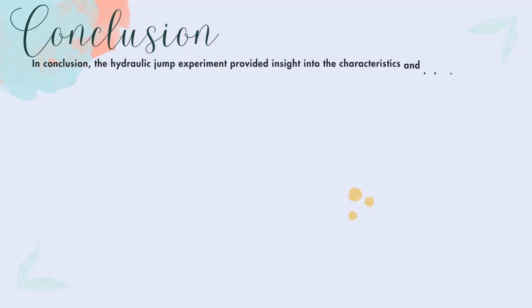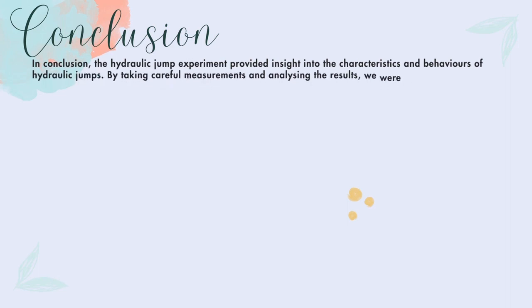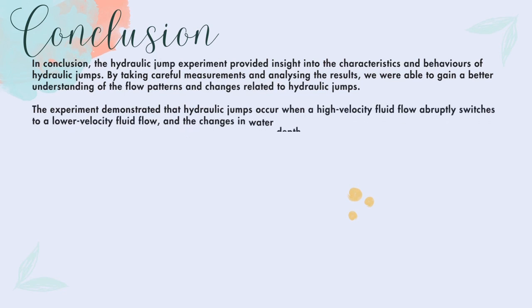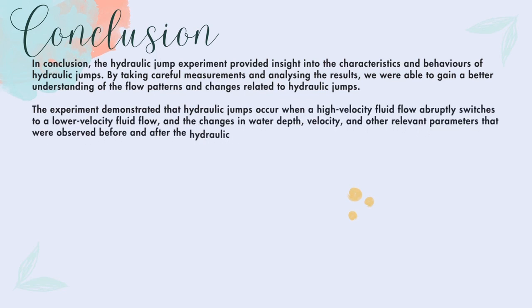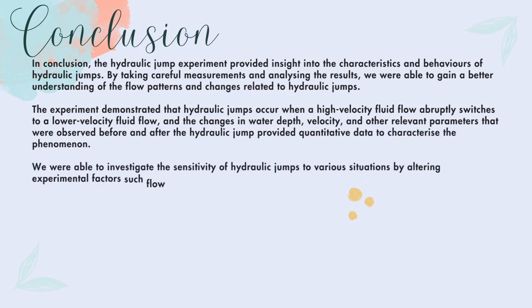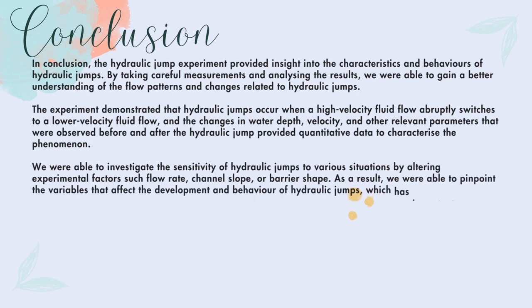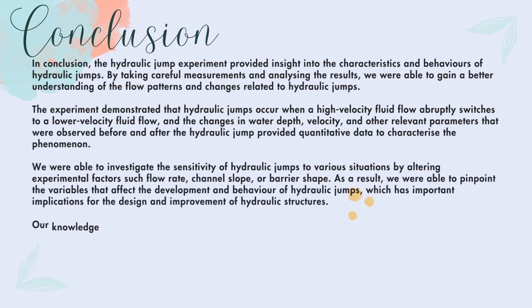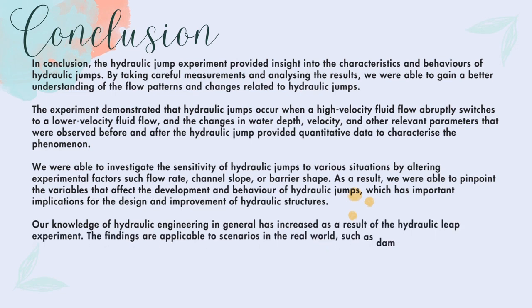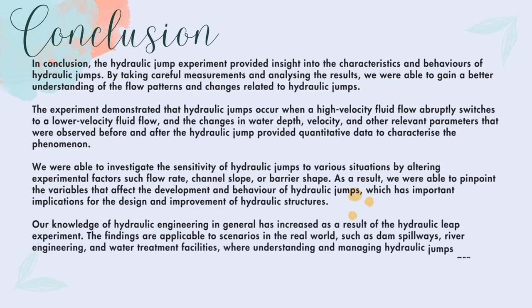Conclusion. In conclusion, the hydraulic jump experiment provided insight into the characteristics and behaviors of hydraulic jumps. By taking careful measurements and analyzing the results, we were able to gain a better understanding of the flow patterns and changes related to hydraulic jumps. The experiment demonstrates that hydraulic jumps occur when a high velocity fluid flow abruptly switches to a lower velocity fluid flow, and the changes in water depth, velocity and other relevant parameters that were observed before and after the hydraulic jump provided quantitative data to characterize the phenomenon.